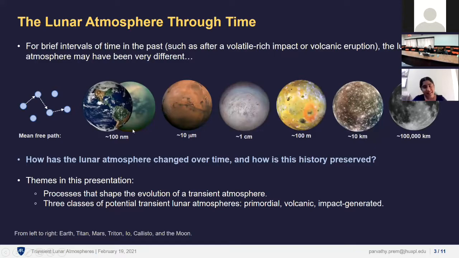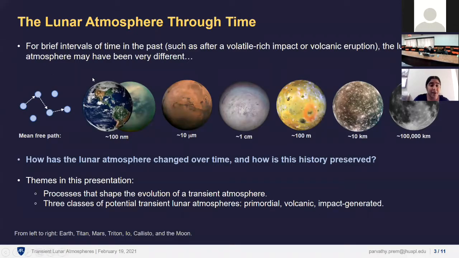But where things get really interesting is if we start looking at how the lunar atmosphere has changed through time. And so this, I think, is maybe one of the most interesting things about the lunar atmosphere. In fact, I was thinking today, if I gave this talk 10 years ago, there wouldn't have been that much to talk about, because this idea of how the lunar atmosphere has changed over time, the basic idea has been around for many decades, but it's only recently that we've started revisiting it in more detail.